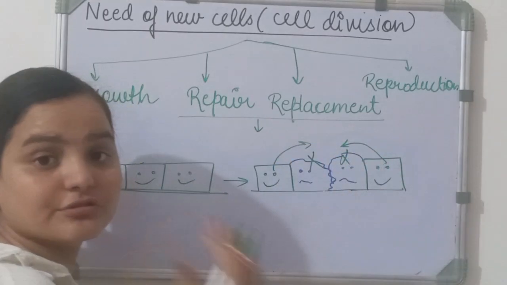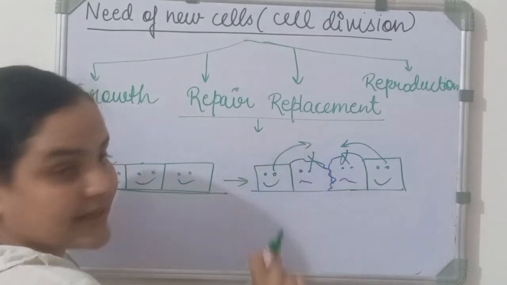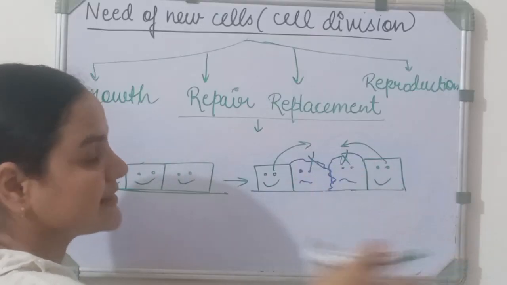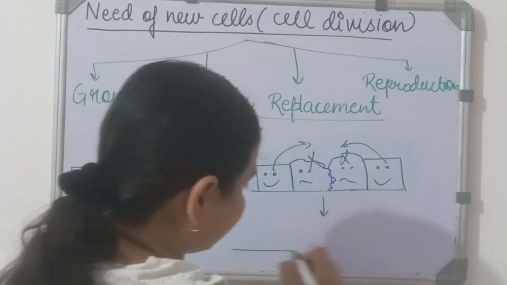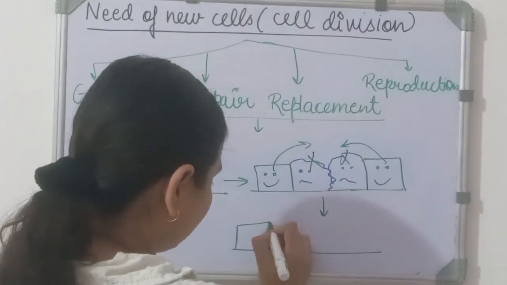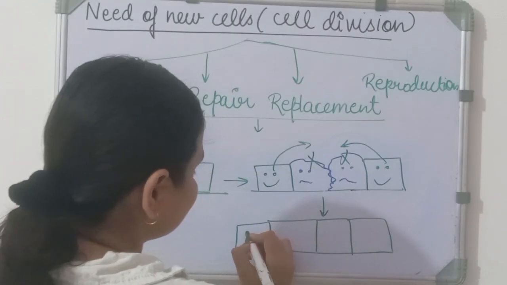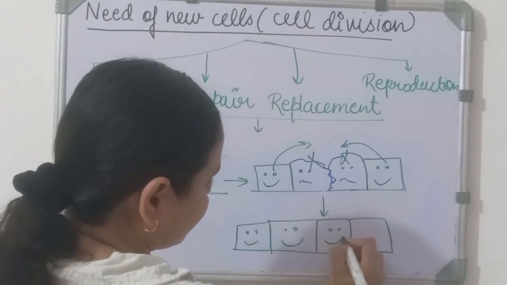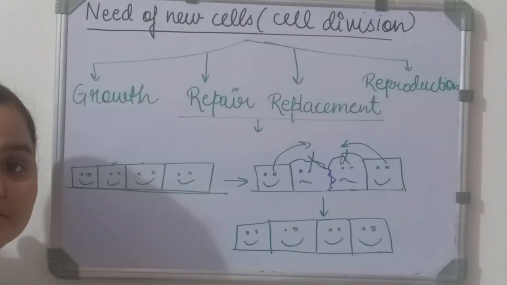And how do those new cells come? This cell divides and forms new cells, and this cell divides and forms new cells, and these old cells are replaced. So new cells are formed. Repair and replacement occur in case of injury or when cells become old.